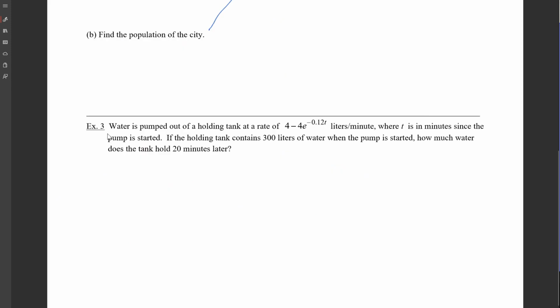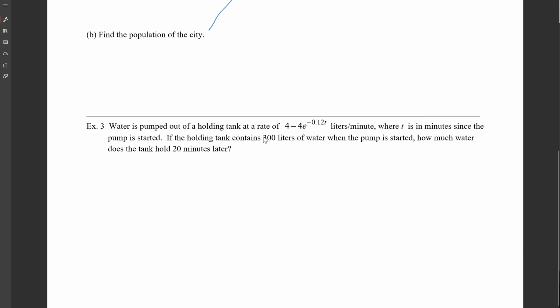Let's do another example. Water is pumped out of a holding tank at a rate of 4 minus 4e^(-0.12t) liters per minute, where t is in minutes since the pump is started. If the holding tank contains 300 liters of water when the pump is started, how much water does the tank hold 20 minutes later? All right, so this is a similar problem to population density, but since it's time, it's a lot easier for us to understand. And the one thing they do add in here is we do have kind of an initial amount of water. So that's 300.